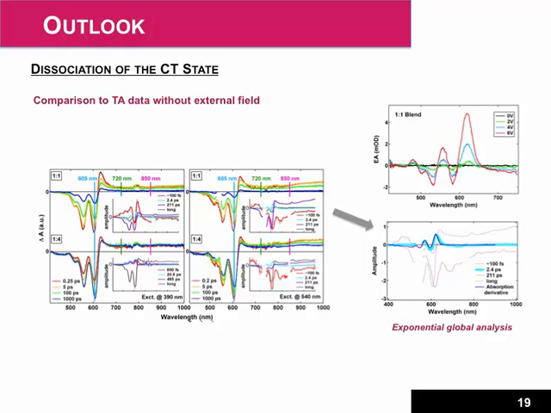And so now we have two ways to actually get this electroabsorption, either by normal transient absorption, where it's complicated by spectral overlap, or by this specific Stark spectroscopy. We're now developing a model to combine the two results and to understand this dissociation of the charge transfer state much better.